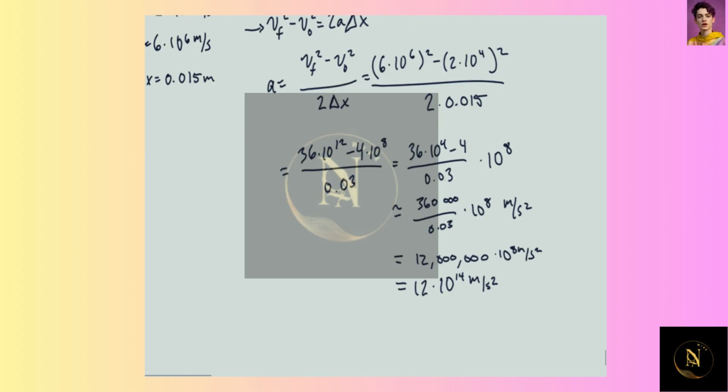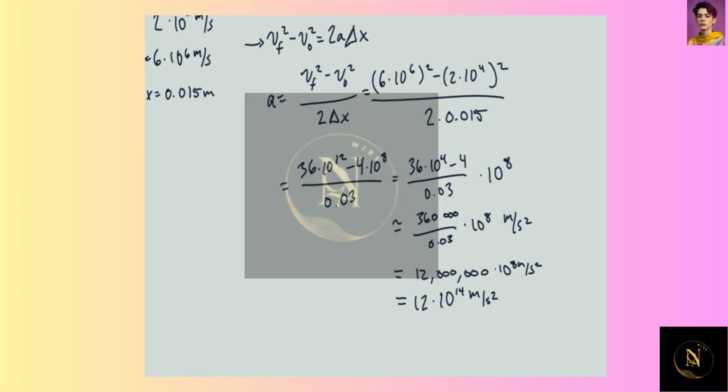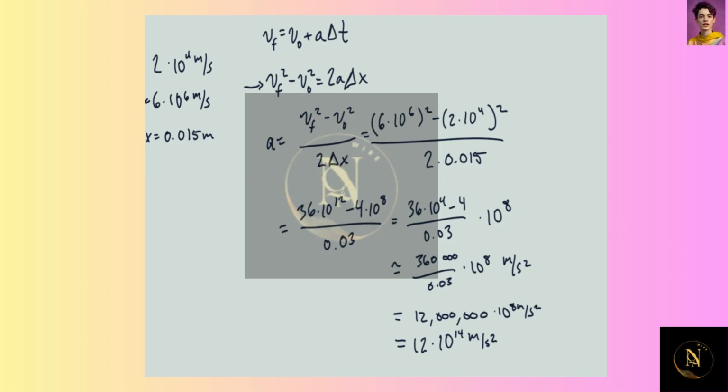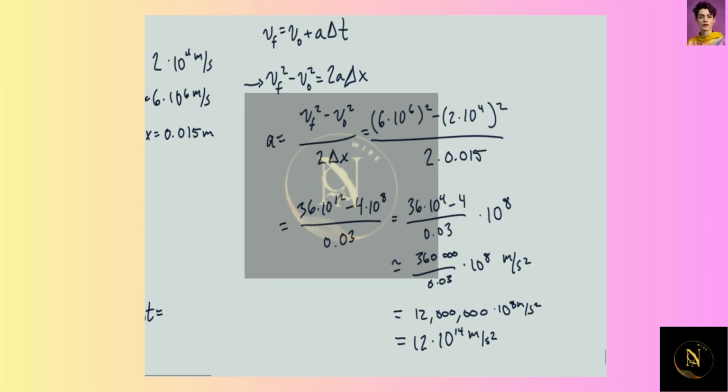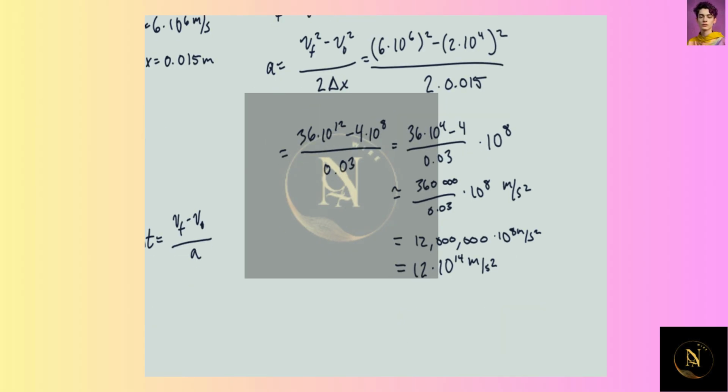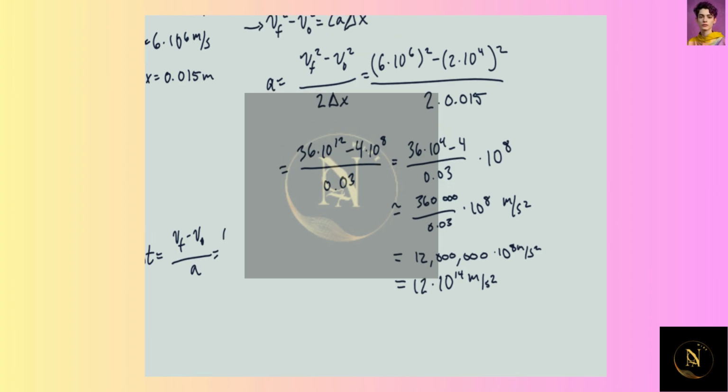Okay, we'd like to know over what time frame this occurs. To do that, we're going to use this first equation, Vf equals V0 plus A delta t. Let's solve that for delta t. That's just going to be subtracting the V0 and dividing by the acceleration. So in other words, that's going to be 6 times 10 to the 6 minus the 2 times 10 to the 4, divided by 12 times 10 to the 14.